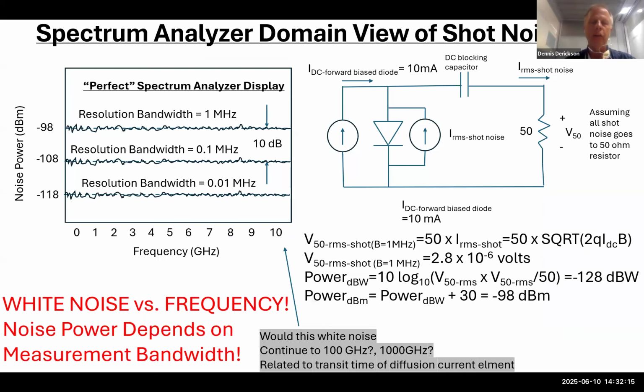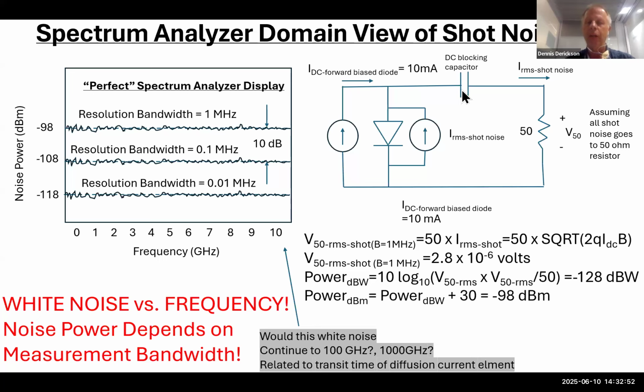Let's look at some other viewpoints on shot noise. So here we're looking at the spectral domain view of shot noise. So in this circuit right here, I have a diode, and I'm putting a current source with 10 milliamps of current into that diode right there. So it's forward bias with 10 milliamps of DC current. The DC current produces shot noise, and this source right here represents the shot noise of that diode, not the DC noise, but the shot noise.